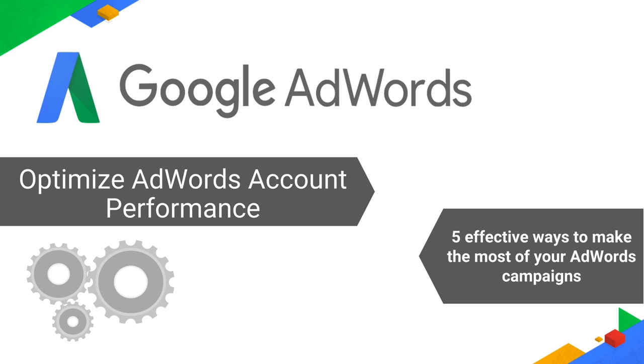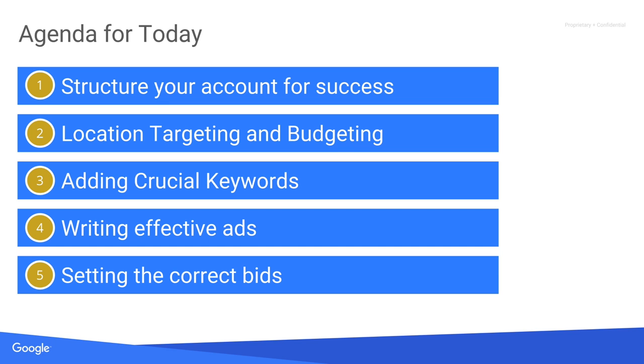In this video, we will be talking about optimizing your Google AdWords account. Now, there are a couple of aspects of an AdWords account that we'll talk about today, and these aspects are as follows: account structure, location targeting and budgeting, adding crucial keywords, writing effective ads, and setting the correct bids. So let's start first by understanding the structure of an AdWords account.